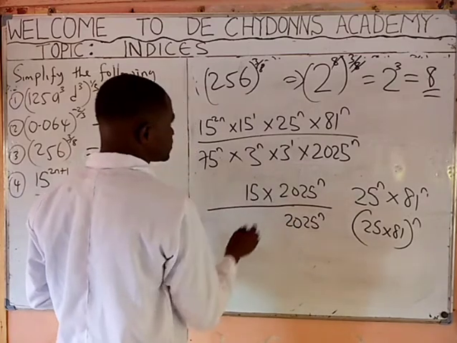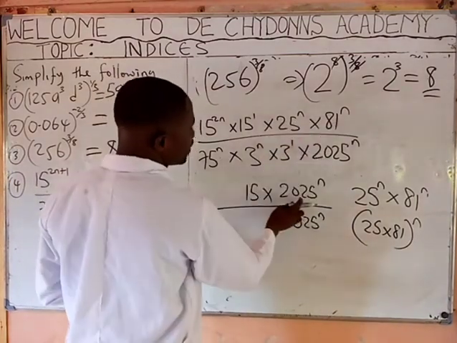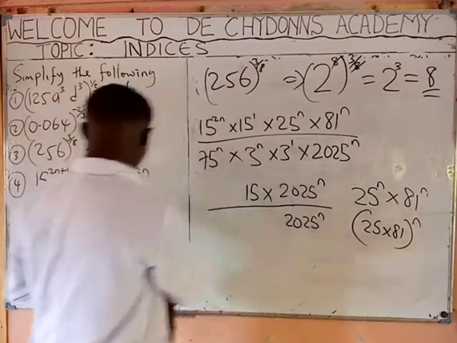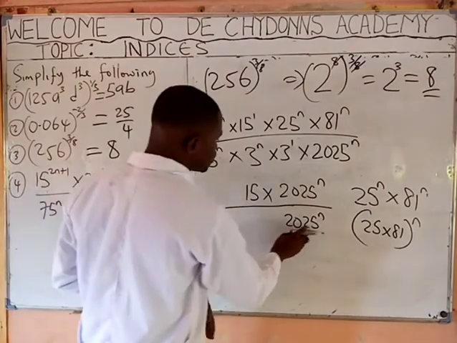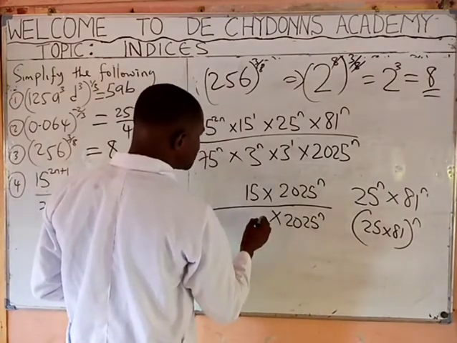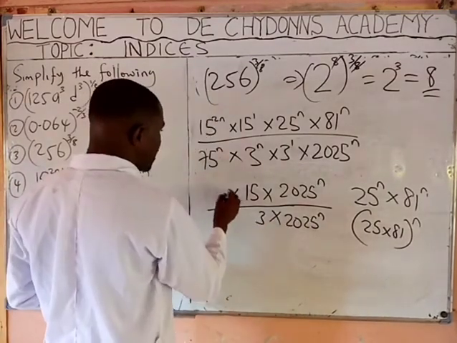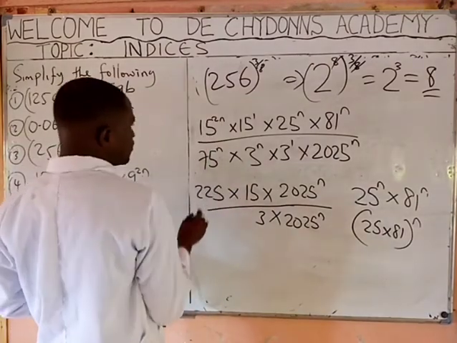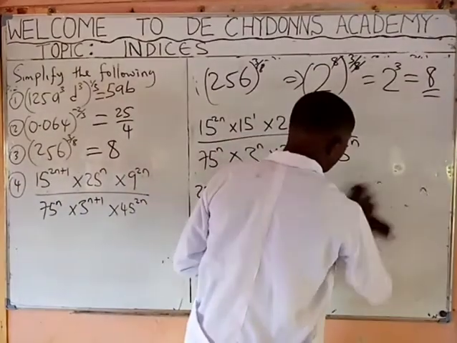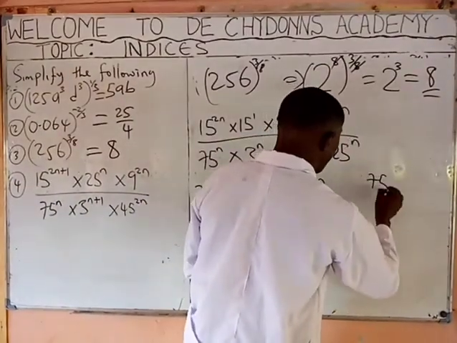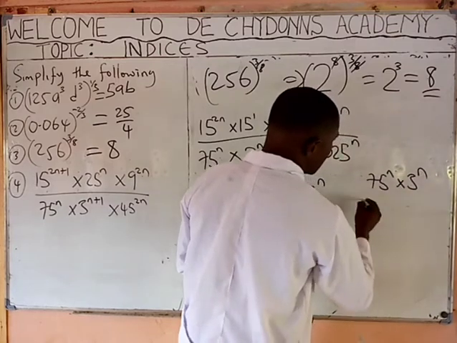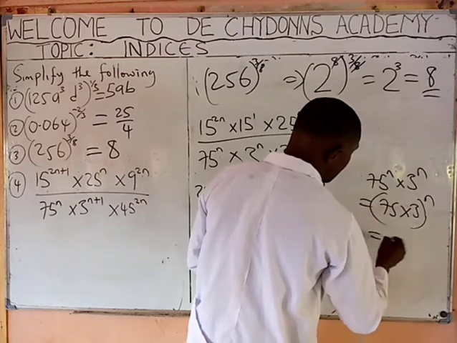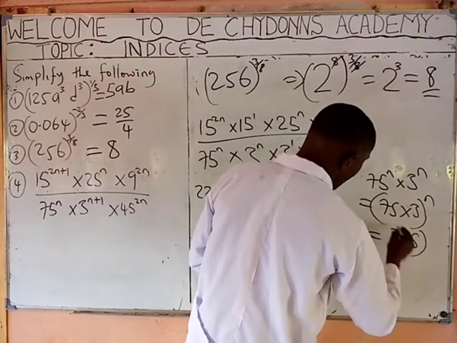So we have multiplied this and this to give us 2025 raised to the power of n. We multiply 45 squared, it gave us 2025 raised to the power of n. Then this one, 15 squared, will give you 225. Now these two have same power: 75 raised to the power of n times 3 raised to the power of n. That will be giving you 75 times 3 all raised to the power of n, which will be giving you 225 raised to the power of n.